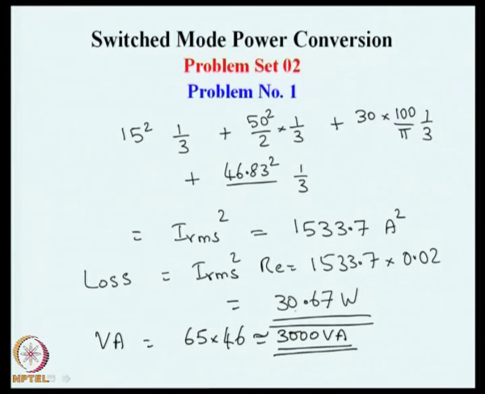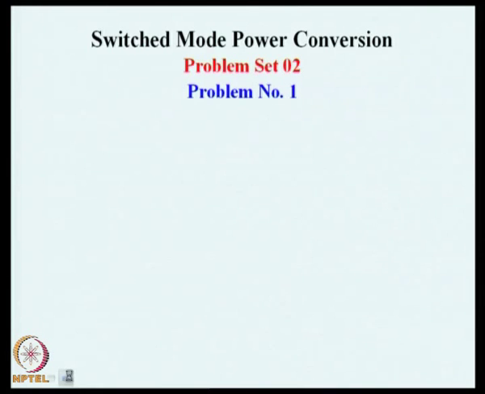So, the power loss in the resistor is about 1% of the VA rating of the capacitor. So, this parasitic resistor is not a very significant resistor. The VA is the product of volt and current in the capacitor. I square R is the loss in the capacitor. We notice in this problem, the total loss is about 1% of the VA rating of the capacitor, which is not a very significant quantity.